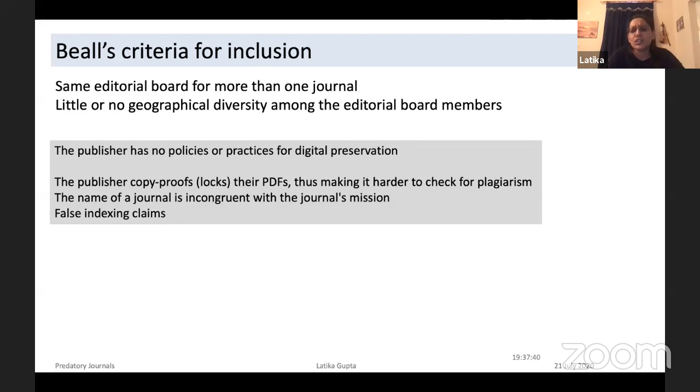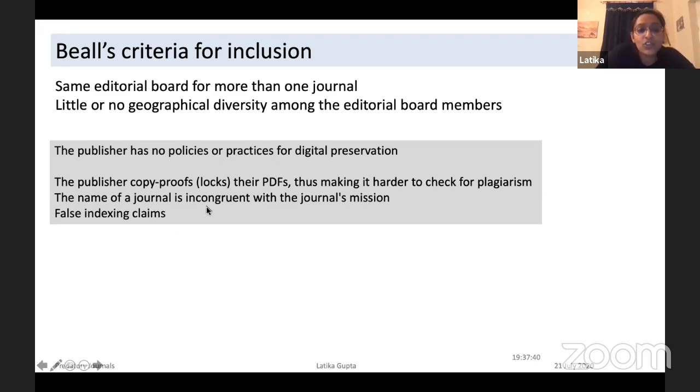So these predatory journals can often flock together like sisters in crime, and there can be two or more journals which are of very obscure nature with different kinds of topics listed, with no geographical diversity among the editorial board members. The publisher may not have policies or practices for digital preservation. Copyright may not be mentioned. Sometimes the PDFs are locked. So once they're published, it may be hard to check them for plagiarism.